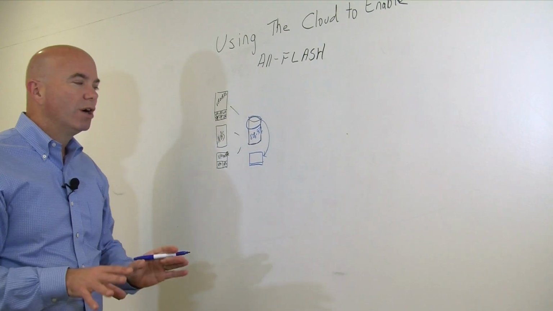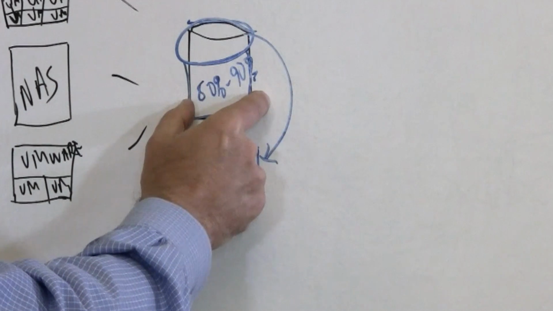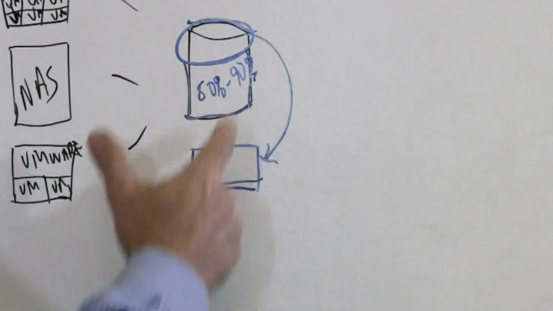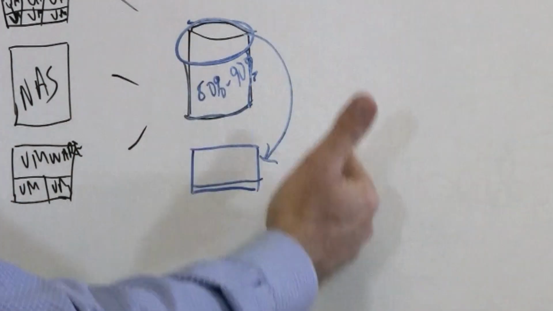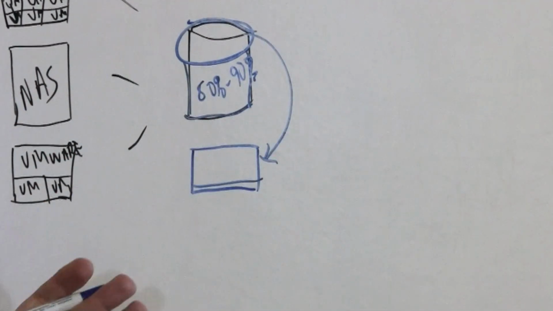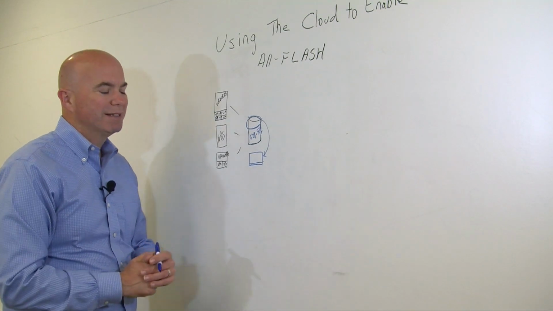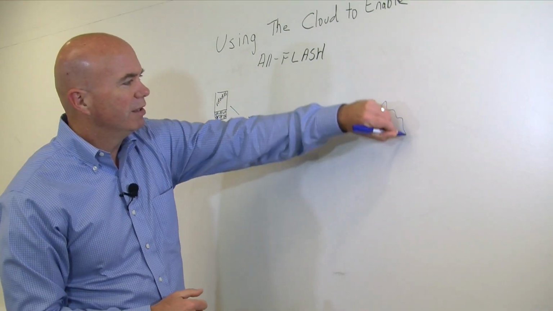Now the challenge though is, what do we do with this remaining 80 to 90%? We could clearly leave it there, but that really doesn't solve our problem. Now I still got to back it up and protect it. I've got to power it. I've got to cool it. There's a lot of different variables I still have to manage there. Well, there's an interesting option that we'd like to talk to you about today, and that is the cloud.